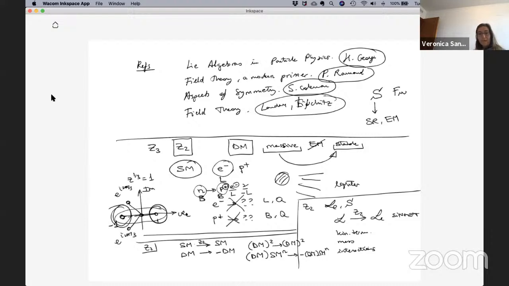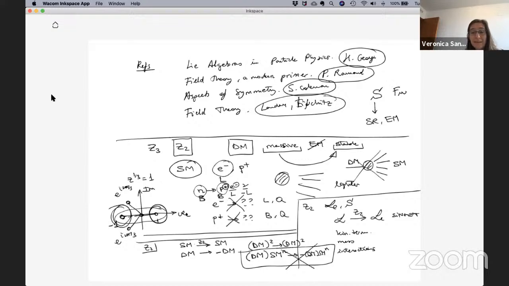Okay? Fine, so that means these kinds of interactions are forbidden by the Z2 symmetry. And what it means then is that if I try to write dark matter that decays into any number of lighter standard model particles, that diagram is forbidden by the Z2 symmetry.